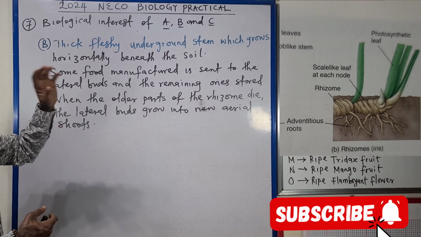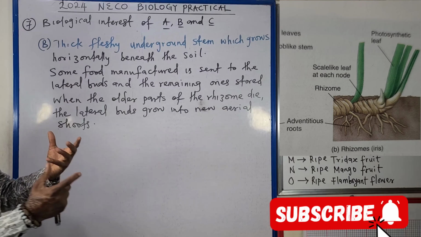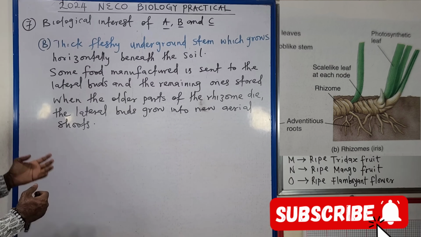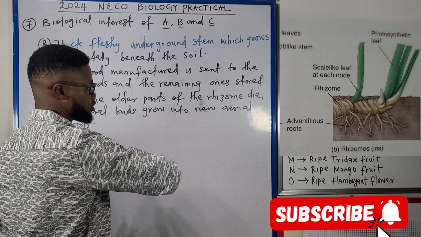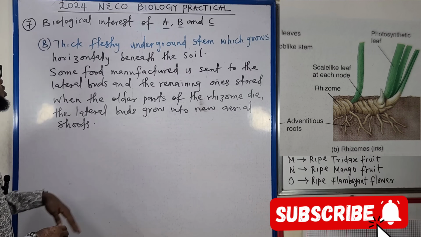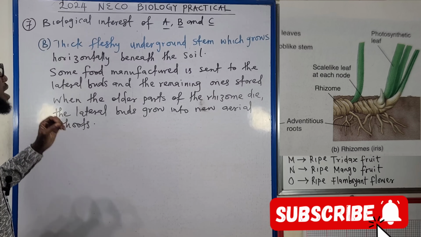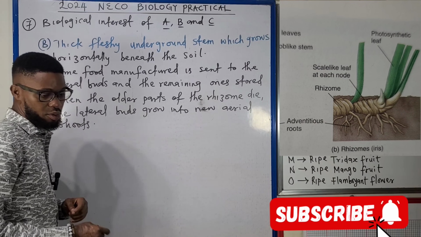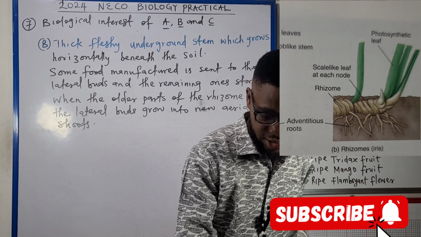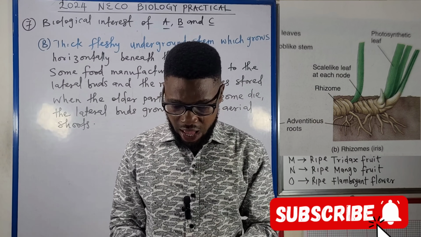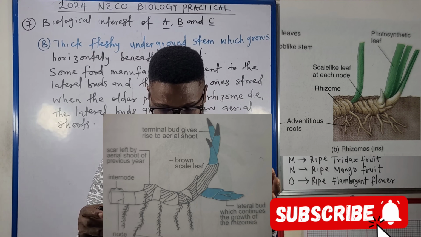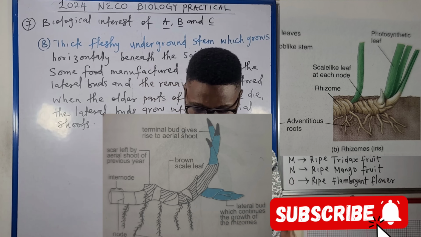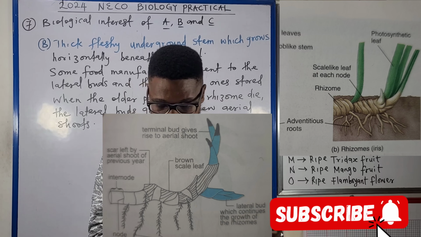So when you talk about specimen B, ginger rhizome, as you can see in the diagram on your screen, it's a thick fleshy underground stem which runs more or less horizontally. You can see that beneath the soil. Some food manufactured is sent to the lateral buds. Look at the diagram very well. It's displaying on your screen. You see the terminal bud is there. It manufactures food via photosynthesis.